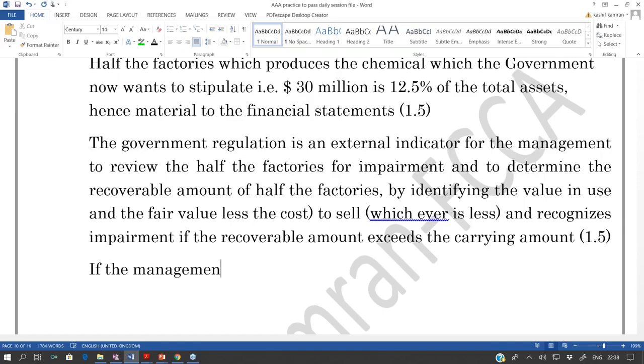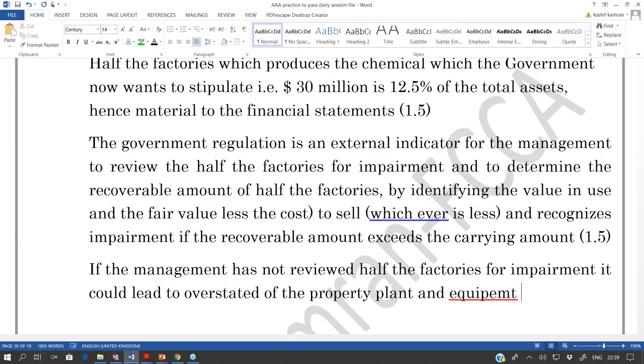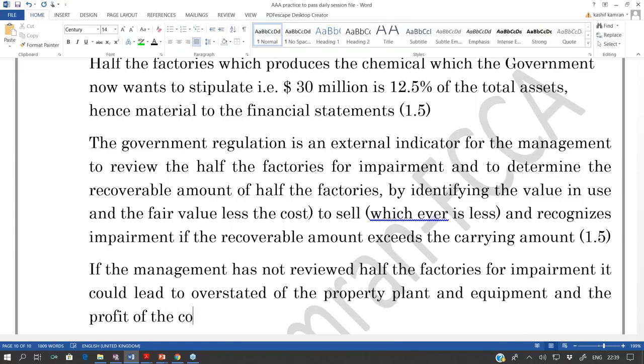If the management has not reviewed half the factories for impairment, it could lead to overstatement of the property, plant, and equipment, and the profit of the company.